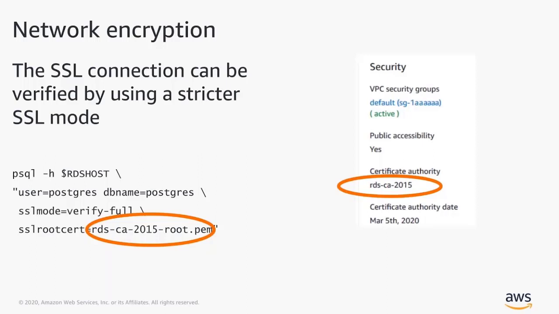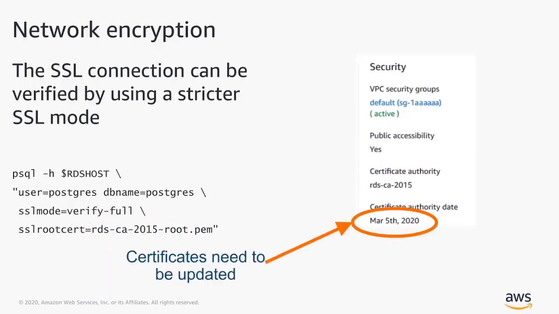But AWS has been around for a long time, and certificates expire. The RDS certificate is expiring in March of this year, which is coming quickly. So if you're using Postgres now, and you're using Verify CA or Verify Full for SSL mode, you need to update your certificate soon, or you won't be able to connect to your database after March 5th.